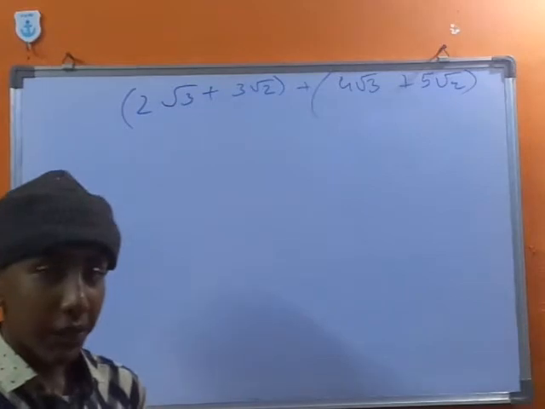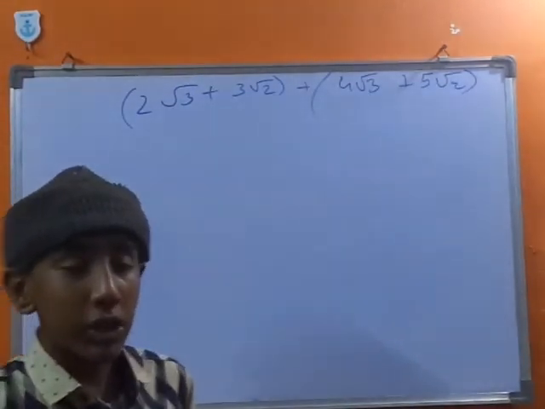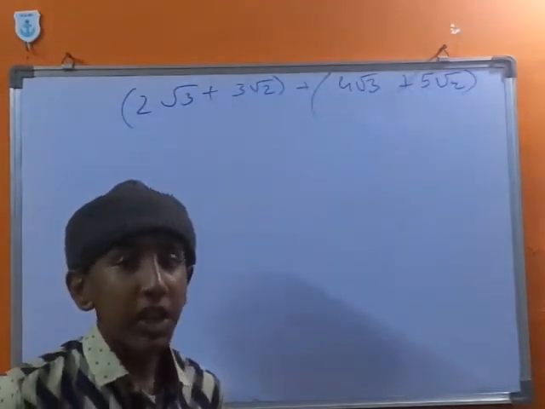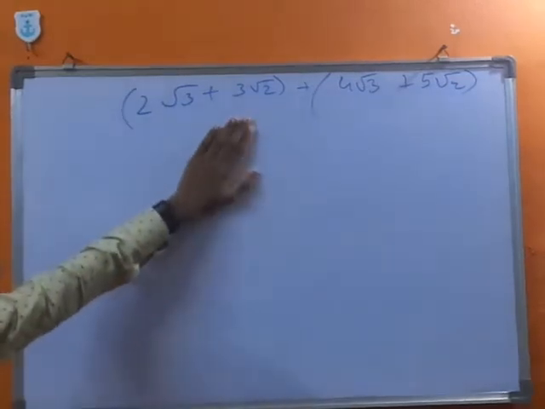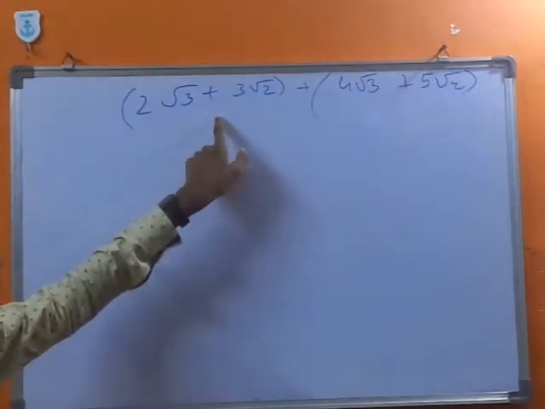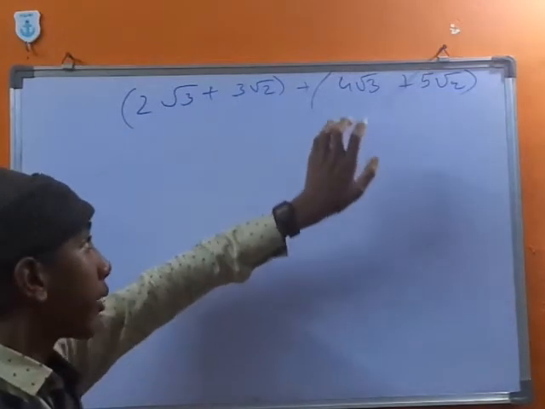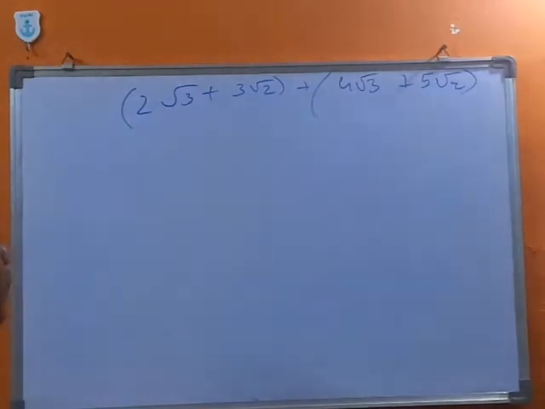Hi friends, welcome back. In this video, we are going to discuss the addition of rationals and irrationals. Consider the expression 2 root 3 plus 3 root 2. This expression is multiplied by another expression, 4 root 3 plus 5 root 2. So, how can we do this?